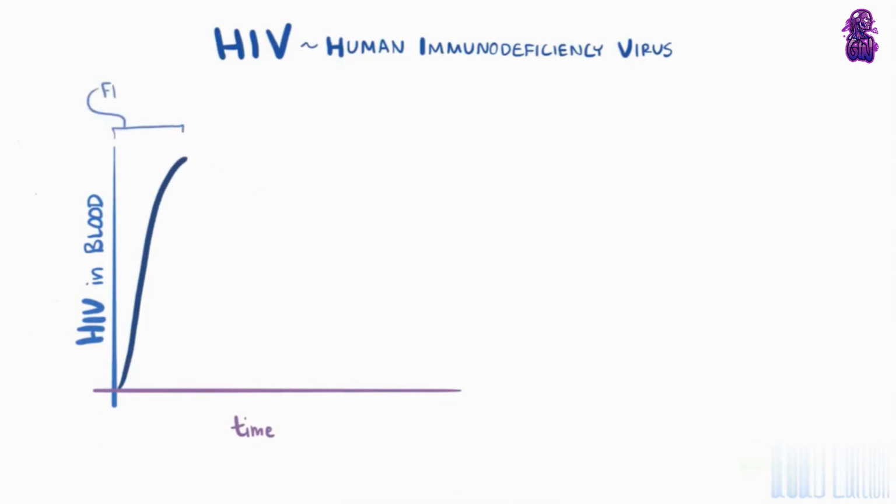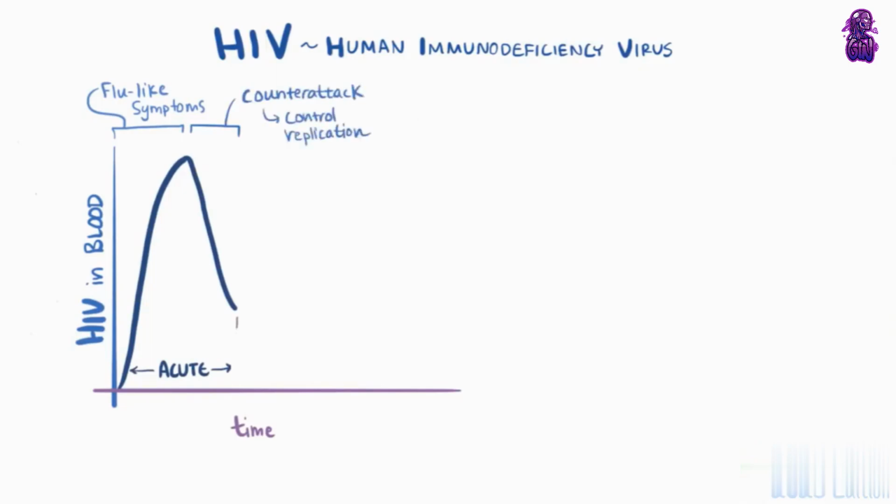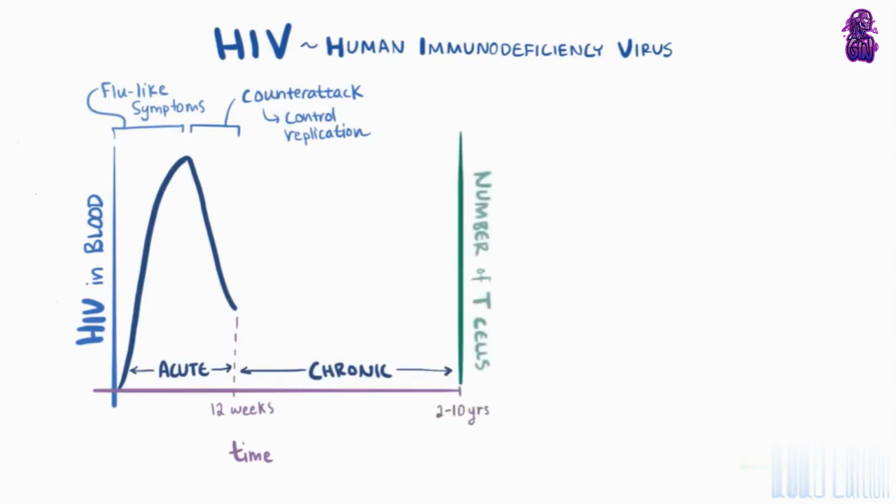Patients typically experience flu-like or mononucleosis-like symptoms during the acute infection. In response, the immune system mounts a counterattack, though, and starts to control the amount of virus replication, and the amount of virus in the blood declines to lower but still detectable levels by 12 weeks, at which point the patient enters the latent phase, which can last between 2 and 10 years. If we plot the amount of T cells alongside the amount of virus, we'll see that they loosely mirror each other, which makes total sense, right?